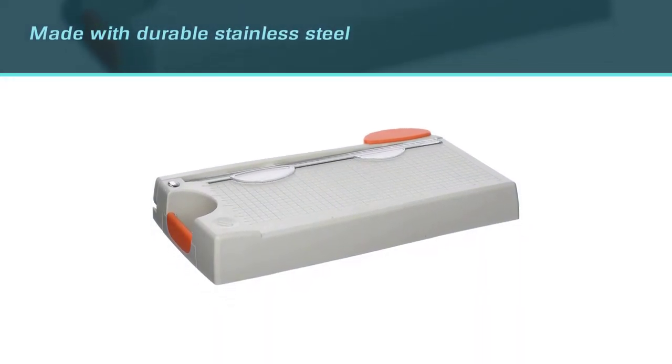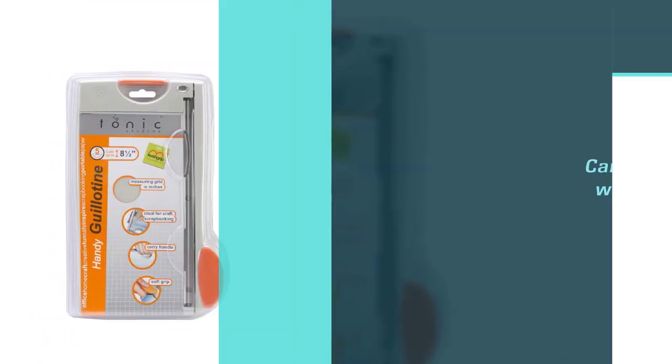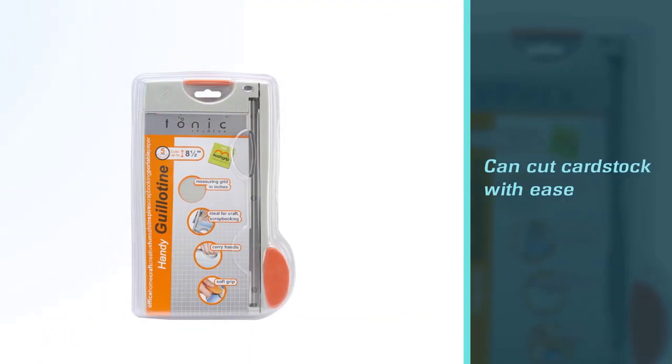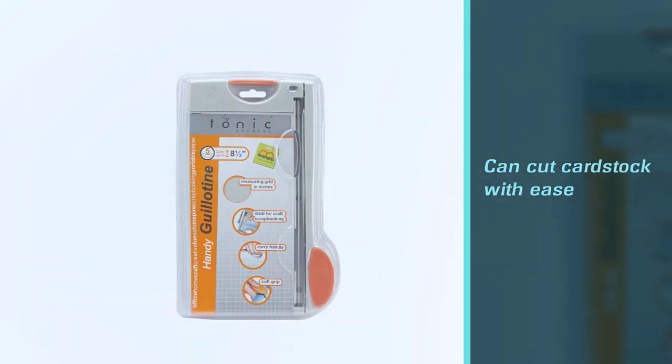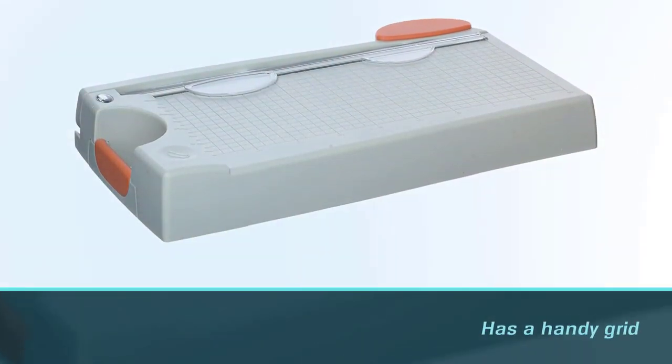It can cut cardstock with ease and still has a handy grid like the big guys. Only 1 pound with a carrying handle, you can throw this in a cupboard or drawer when you aren't using it or store it on your desk on its side and it's not going to take up a pile of room.